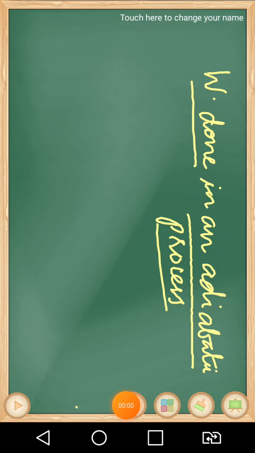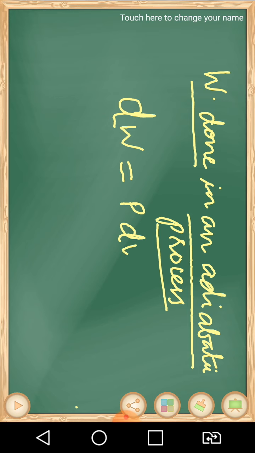Here we are going to find the work done in an adiabatic process. നമ്മൾ isothermal processലൊക്കെ എടുത്തതുപോലെ first we find dW. dW is PdV for an infinitesimal volume change dV. So to calculate the total work done, we should integrate P dV.